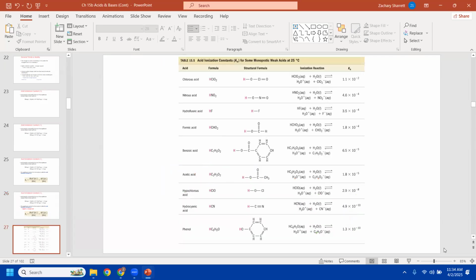Therefore, if we look at this list, this has Ka values of 1 times 10 to the negative 2 all the way down to 1 times 10 to the negative 10. Which is the strongest acid on this list? What do we think?